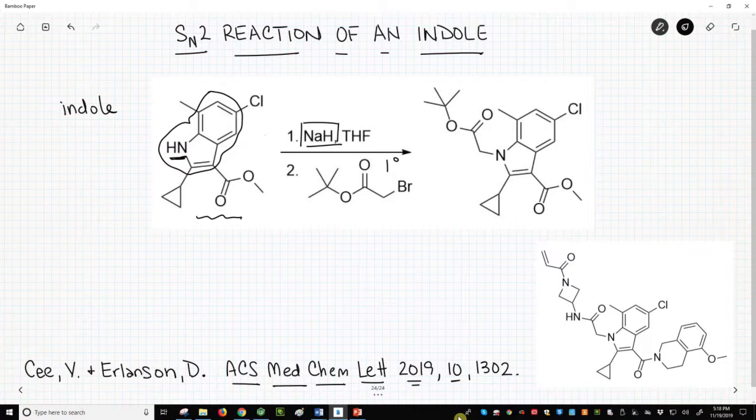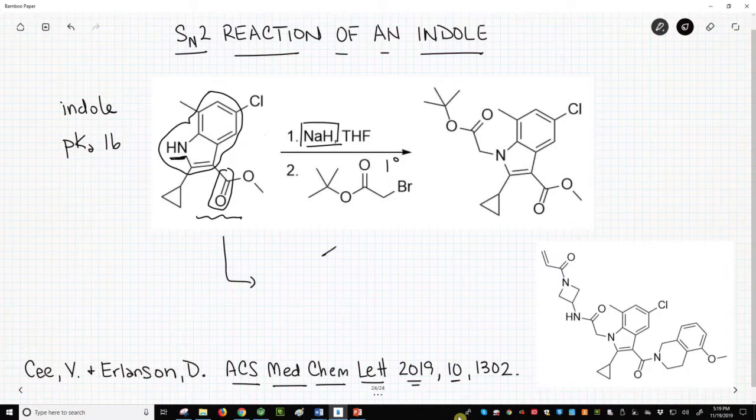Indoles, however, are more acidic and have a lower pKa, around 16. Not so different from water or alcohols. This particular indole will be even more acidic, with the electron withdrawing carbonyl providing additional resonance stabilization. The hydride removes the proton to form the deprotonated indole.